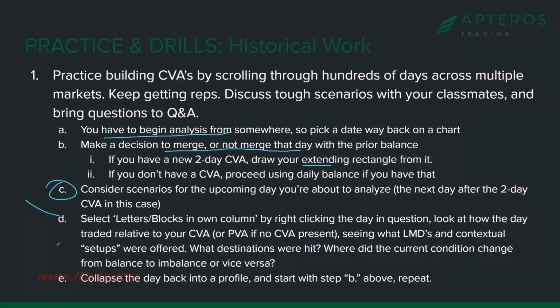Look at how it unfolded, right? If you've got your 2-day CVA and you had a profile that looked like this, well, now split it apart and take a look. Did it come up into here and then maybe break? And did it give you a retest and then go higher? What happened? Learn from that rep.